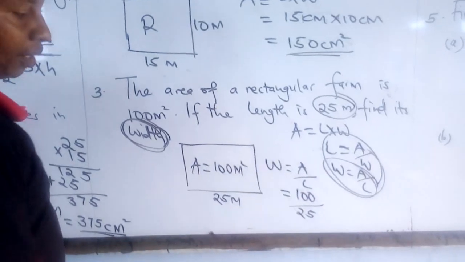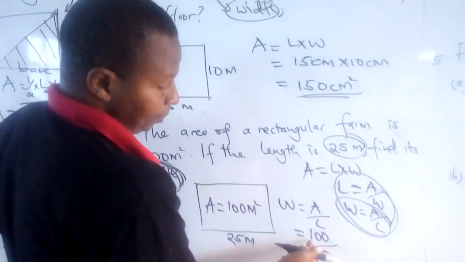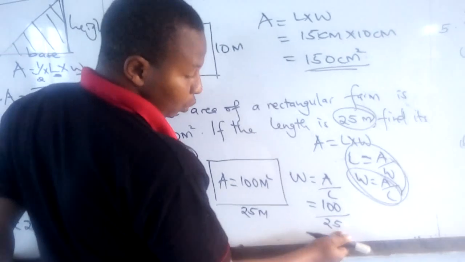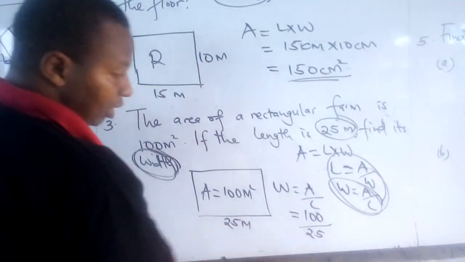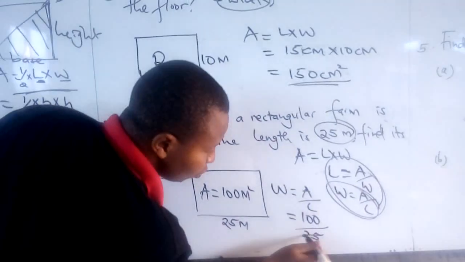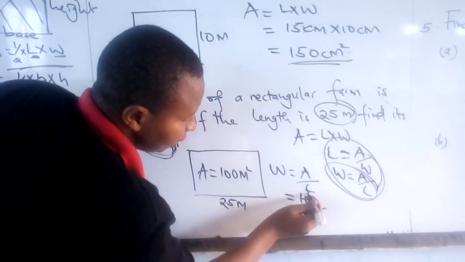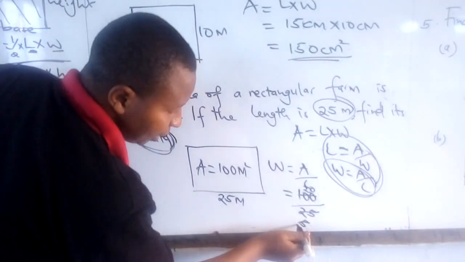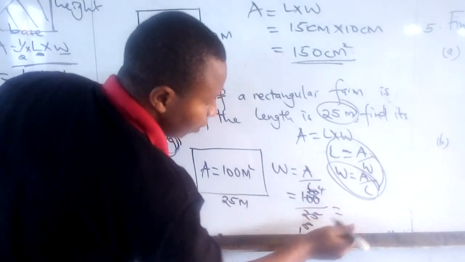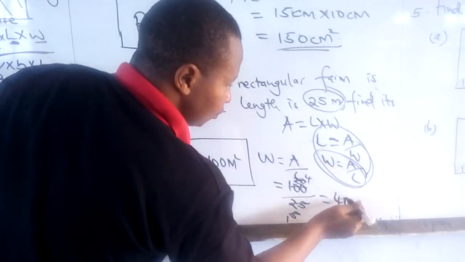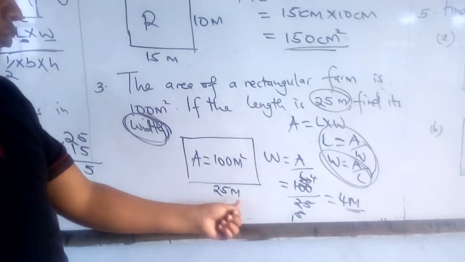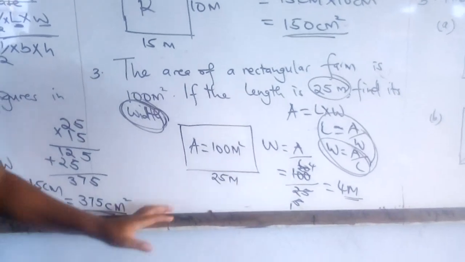Remember how to simplify. 25 is divisible by 5, 100 is divisible by 5. So when they are divisible by 5, you can simplify by 5. So 25 divided by 5 is 5, 100 divided by 5 is 20, then again by 5, 1, and by 5, 4. So our width is 4 meters, not centimeters, because we are using meters.